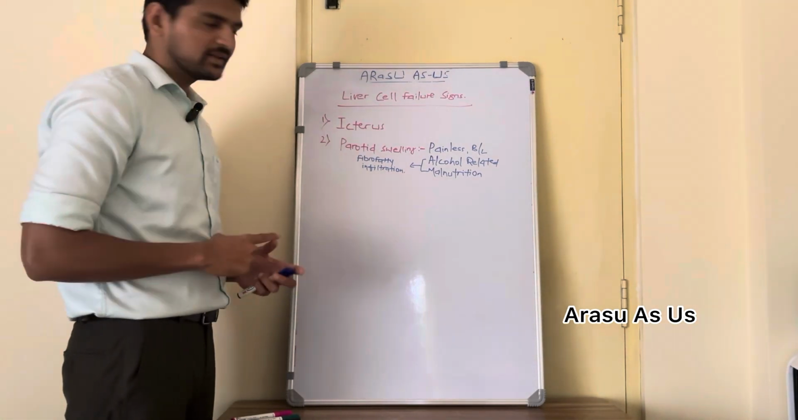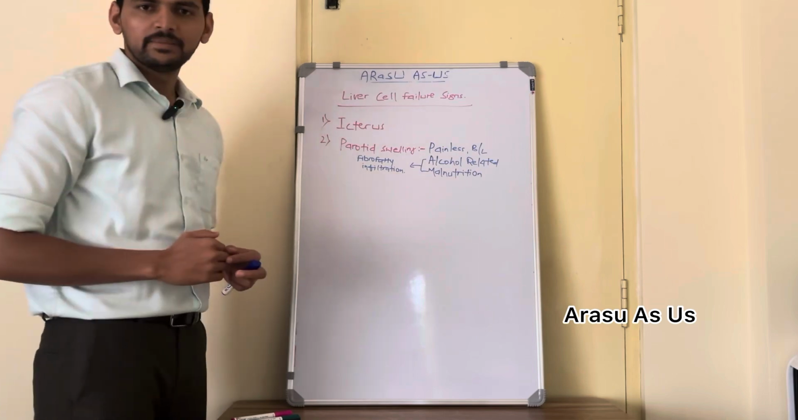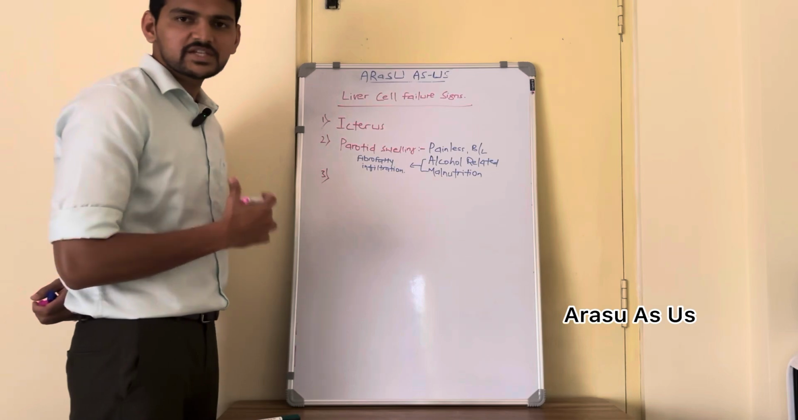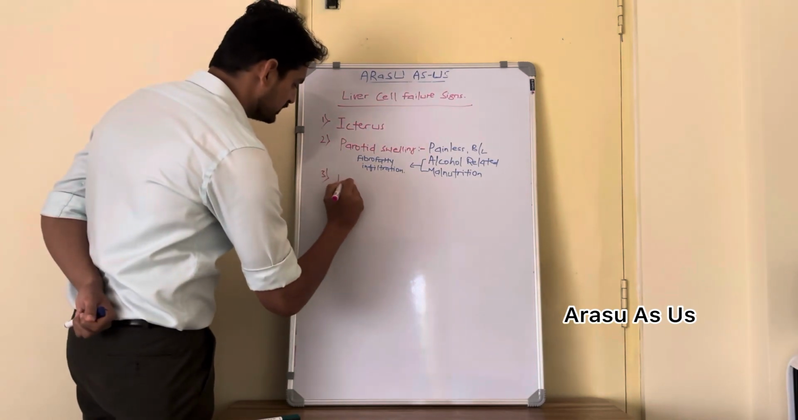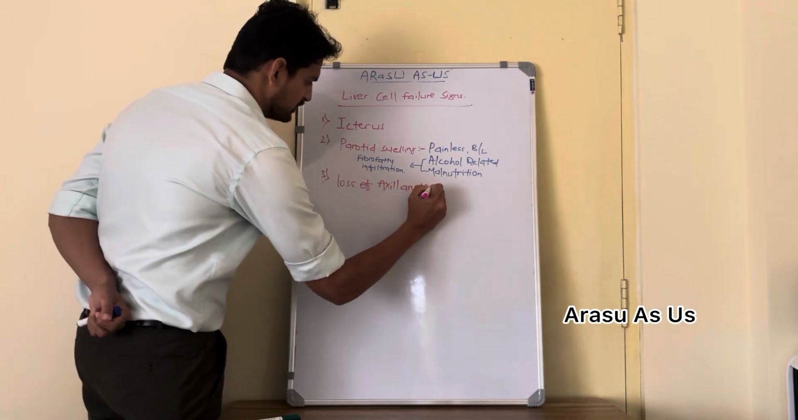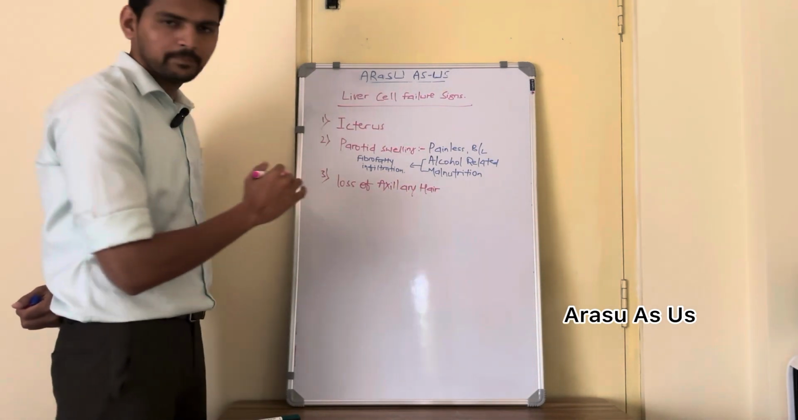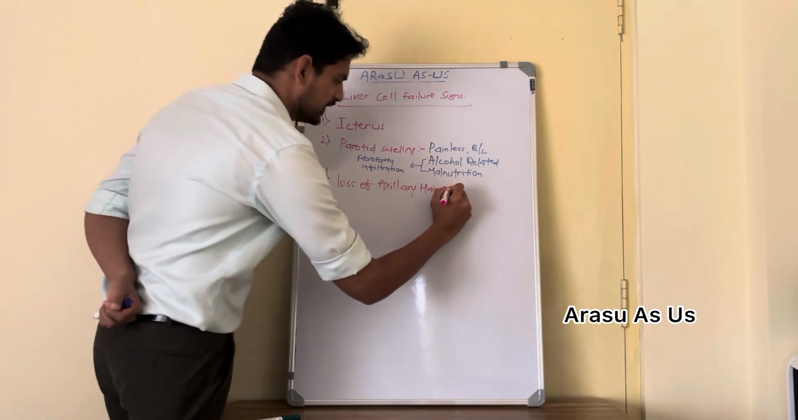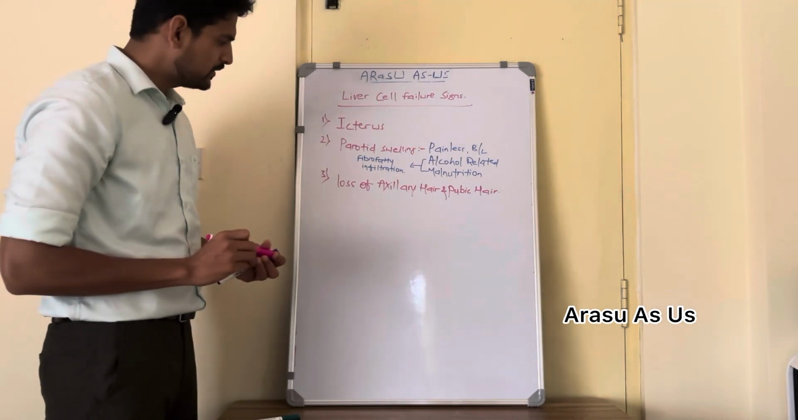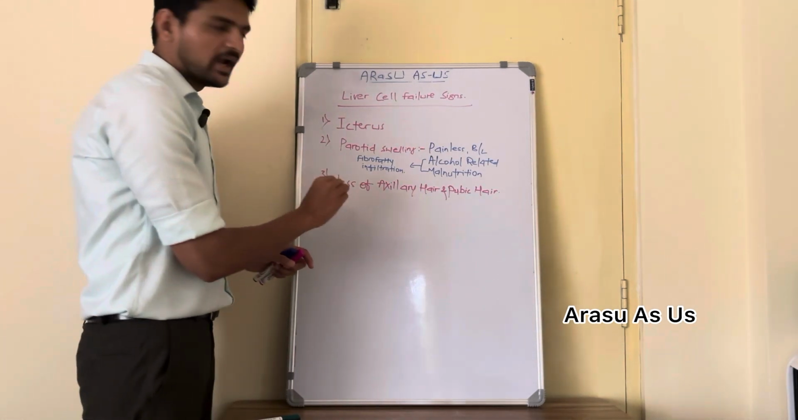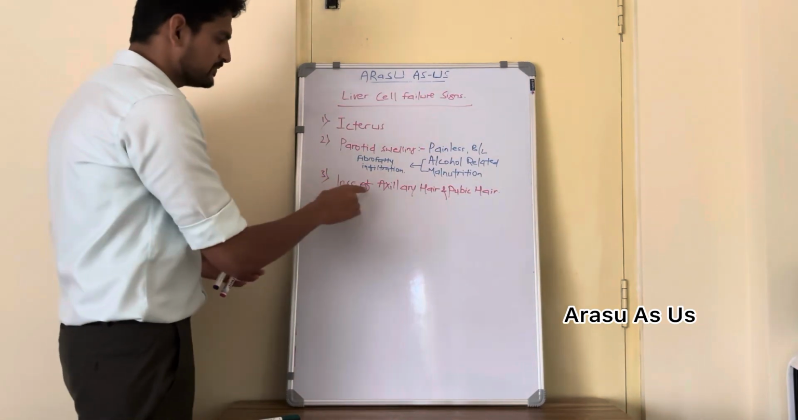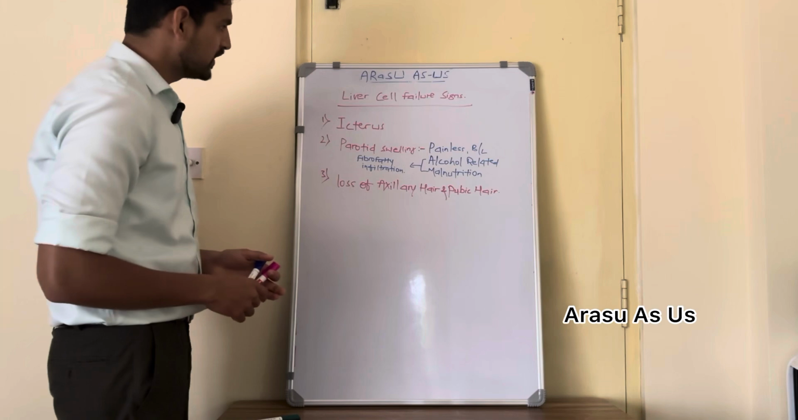So after icterus and parotid swelling, coming a little bit down, we will be looking for some chest findings. For example, the first one is loss of axillary hair. Similarly, there will be loss of pubic hair, which we will deal with here. This is mainly because of the imbalance between the hormones, mainly estrogen and free testosterone, which I will explain soon. So this finding we will look for, which is considered a sign of liver cell failure.